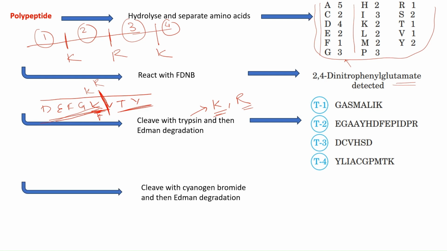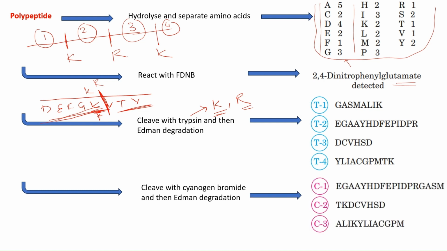Next, we'll use another chemical like cyanogen bromide, and again we'll perform the Edman degradation. And this time we found that 3 fragments are generated. Clear up to this? Now we have to overlap these sequences to get the complete sequence of the polypeptide. And how can we do that?